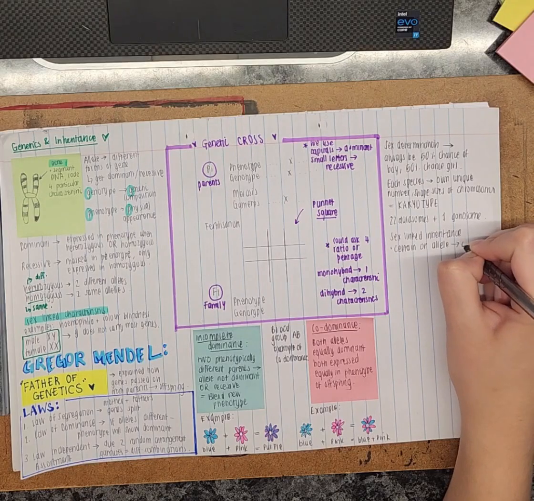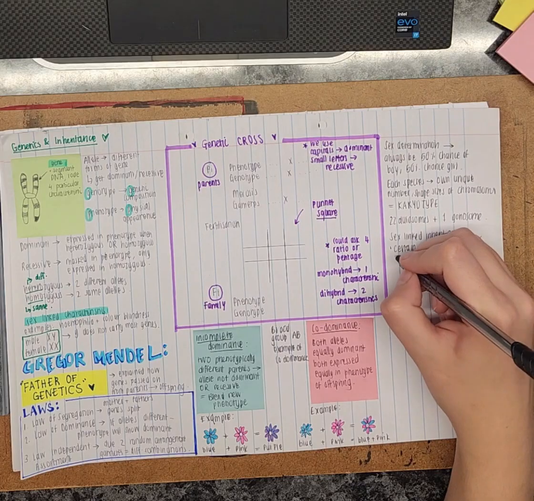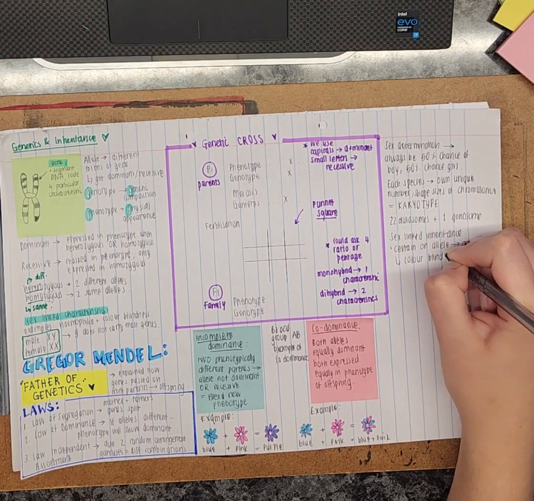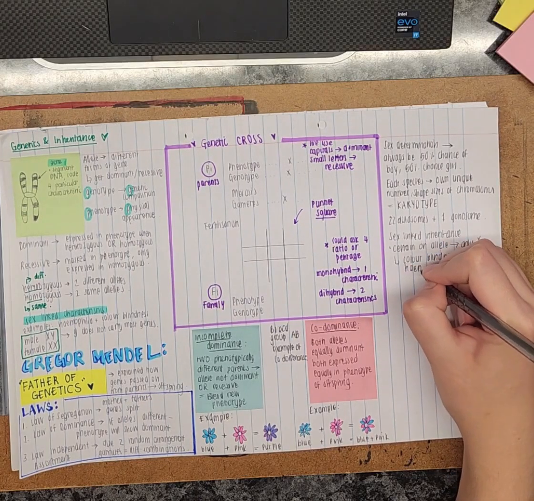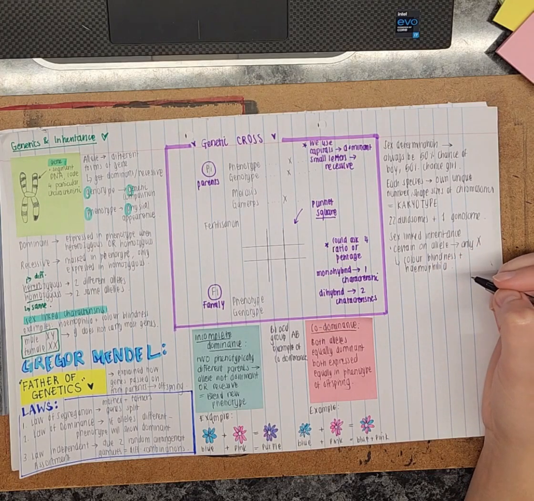Now we're going to look at sex-linked inheritance. So this basically means disorders, I don't think it's a disorder, that are linked to the X chromosome. So it's on a certain allele. For example, color blindness and hemophilia will be on the X chromosome.